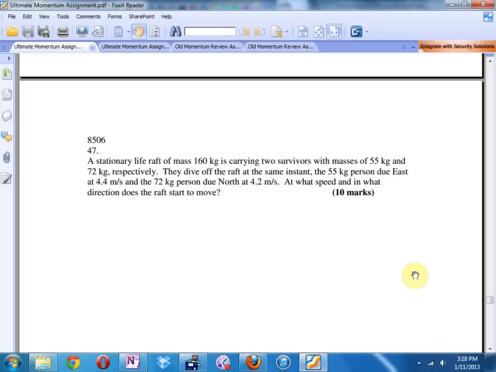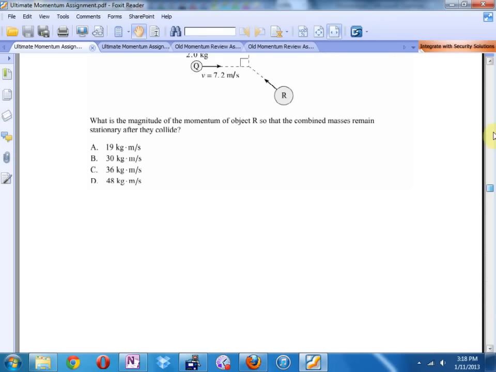There is, I think, one question on your review where the object was moving and then exploded. So your initial momentum wasn't zero. Your initial momentum was whatever it had when it was moving. Your final momentum would be the same thing. But I think that one, Jake, is everything's in a nice straight line. You can just let to the right be positive, to the left be negative. I don't think that one was a trig one. It's a space capsule one, I think. And I'll show you that one in a second. So anyways, 47 is totally fair game.